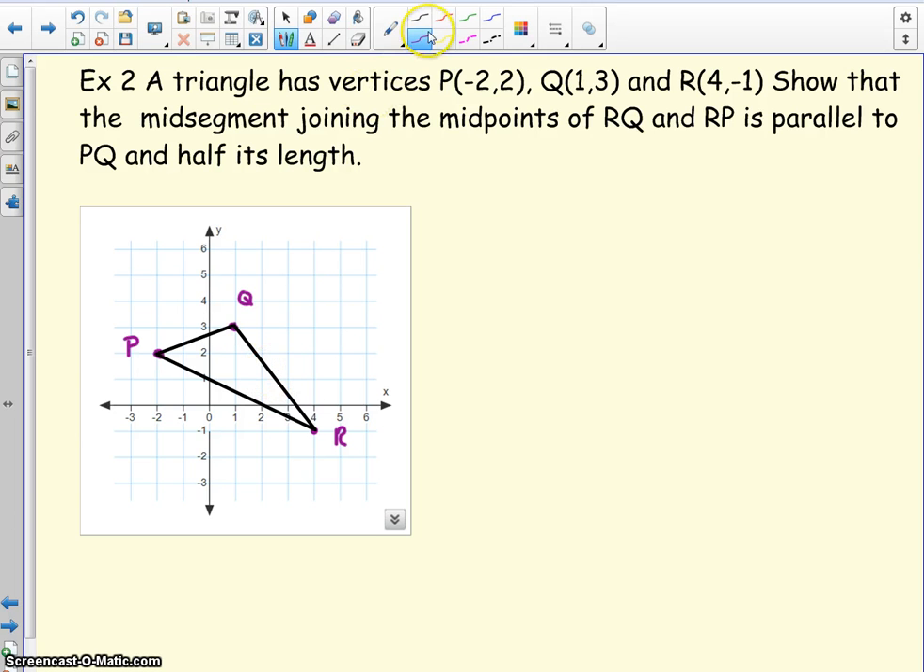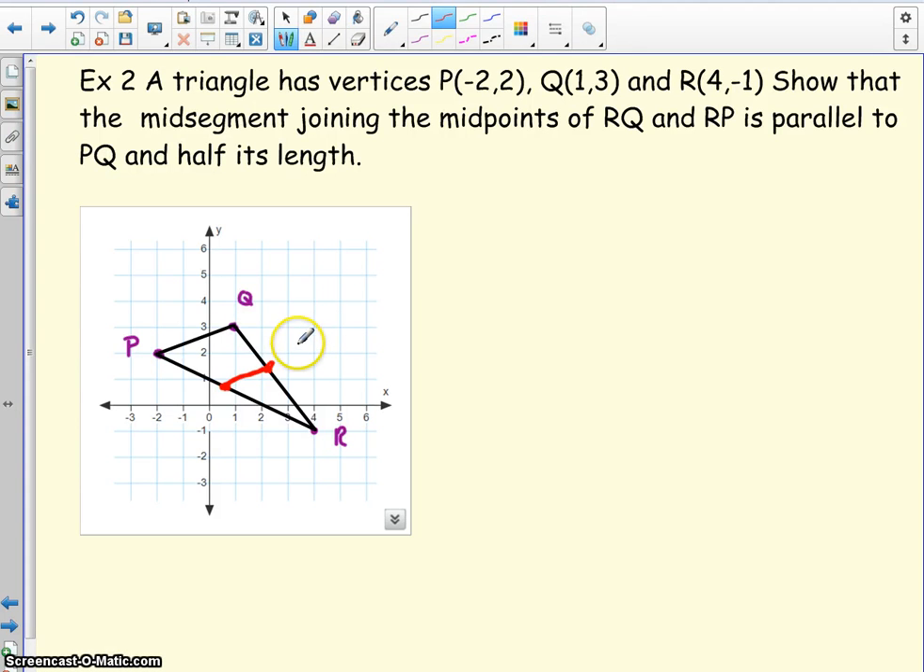So I'm just going to estimate it for now and put it right here. We'll calculate it later. Somewhere around RP you're going to have a midpoint. Again, I'm just going to estimate it for now. I'm just going to say it's around here. So this mid-segment right here, this line connecting these 2 points, it wants you to show that it's parallel to PQ, so parallel to this line right here, and half as long. Okay, seems simple enough, but we got to be able to find its length and its slope to compare it.